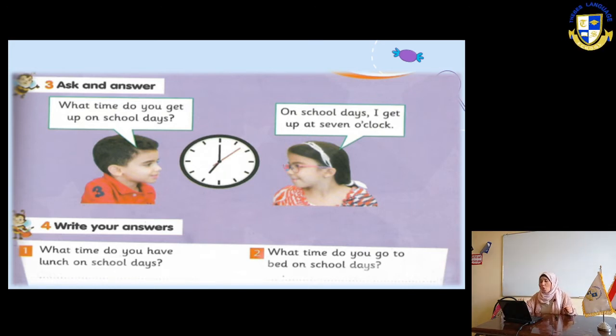Number 2, what time do you go to bed on school days? You have to go to bed early, so at 8 o'clock. At 8 o'clock, and 8 o'clock means short arm on number 8, long arm on number 12. Okay?